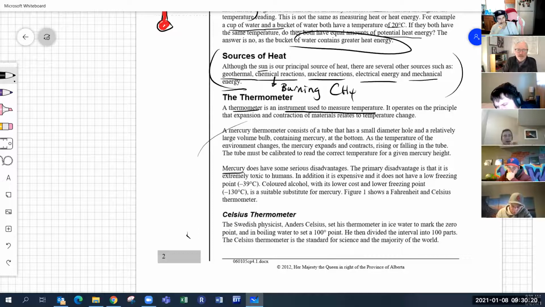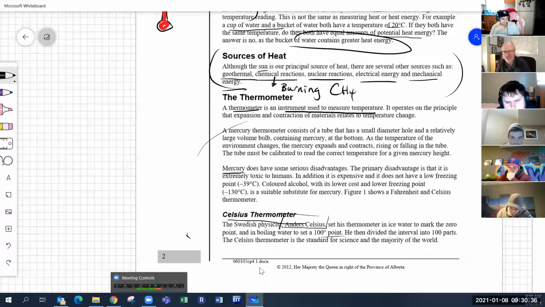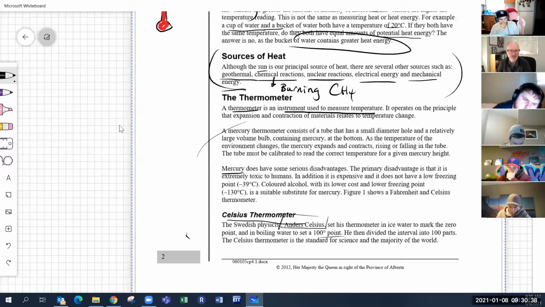And then one of the temperature scales we have is Celsius. This Swedish physicist, Anders Celsius, set this up. He put water and ice, and it was 0, and boiling water 100. Okay, that's pretty straightforward. I don't really need to talk about that too much, I don't think.